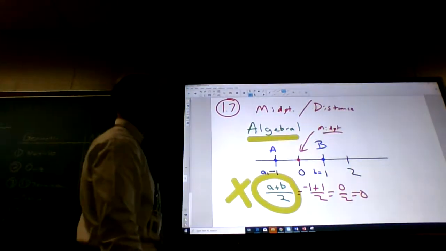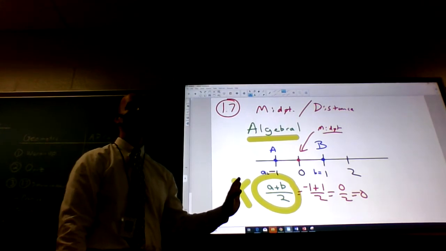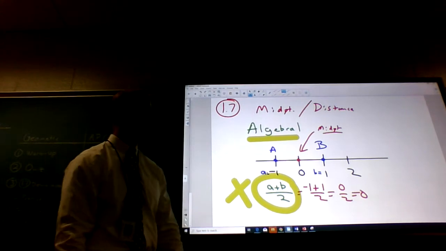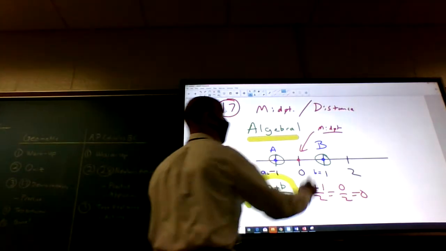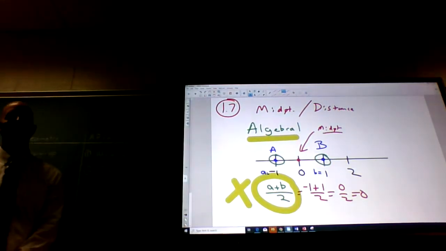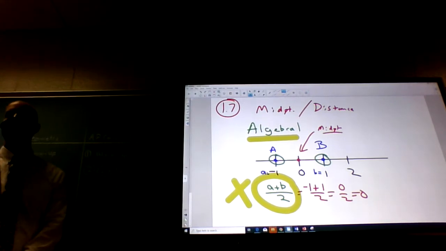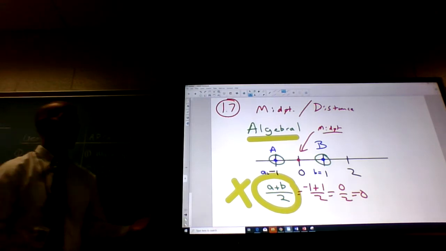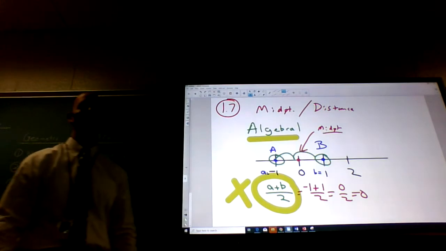So now let's look at distance. I'm not going to talk about distance on the number line because we've already done that, back earlier in chapter 1, which is the same chapter we're in. By the way, can you guys tell me what is the distance between A and B? How far is A from B? It's 2. And how do you get that? Well, one way is you could just say, I counted over 2. That's the easy way.